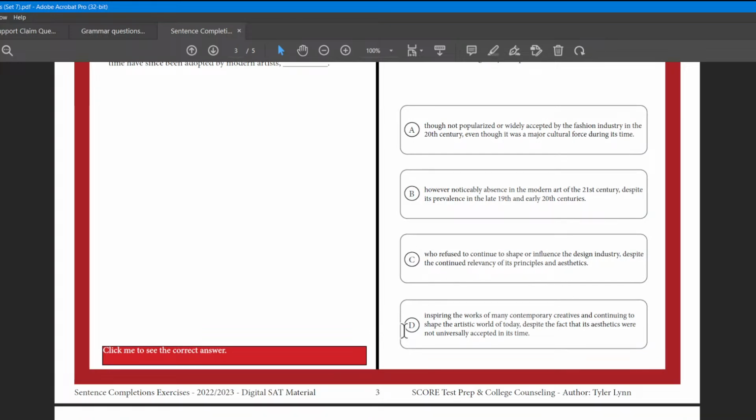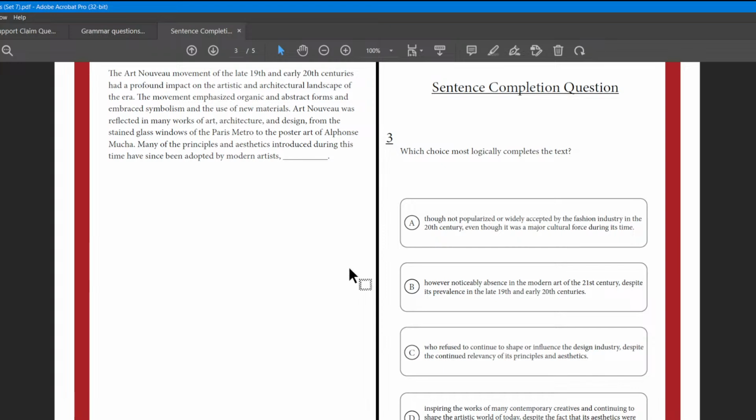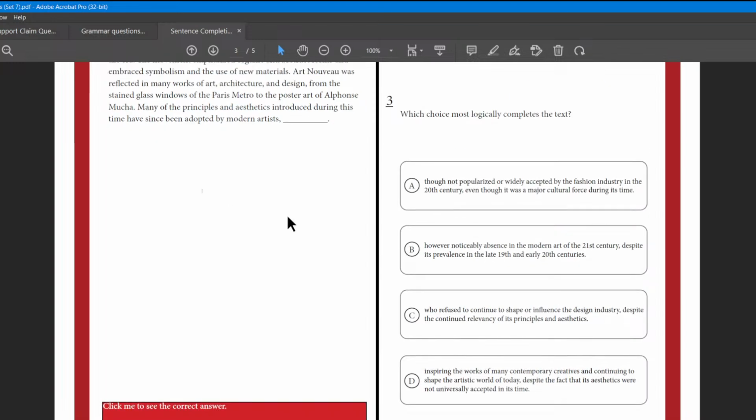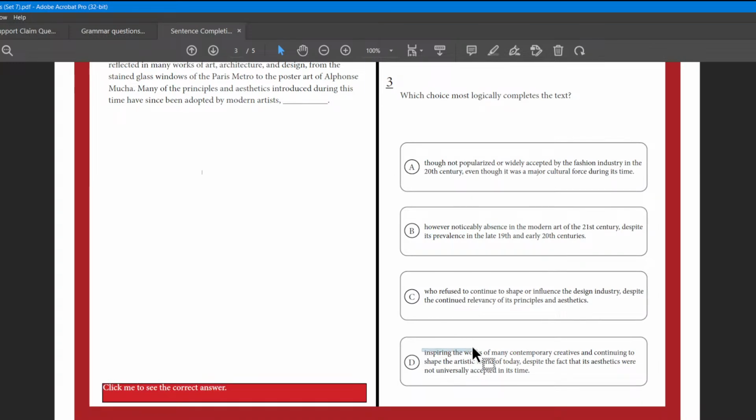So I'm liking C and D, but now this thing here, right? Who introduced and has been adopted by modern artists who refuse to continue to shape or influence the design industry. I don't know why I would have all that info about these artists suddenly refusing to engage with the industry. It doesn't quite make sense to me, especially because we're focusing more on the movement and the work itself. So I feel like D is a better answer. Inspiring the works of many contemporary creatives. That makes sense with the modern artists. Shape the artistic world of today also makes sense with this idea of modern artists. It doesn't take a different direction.